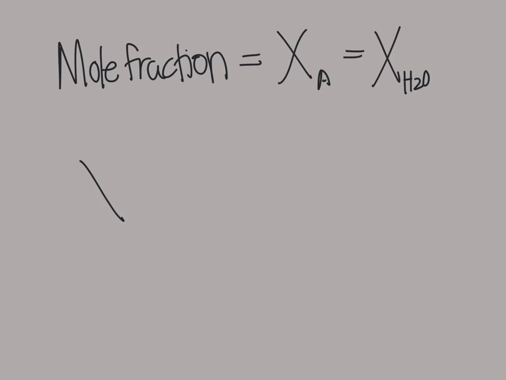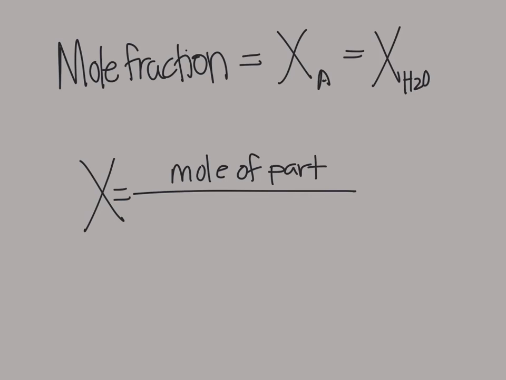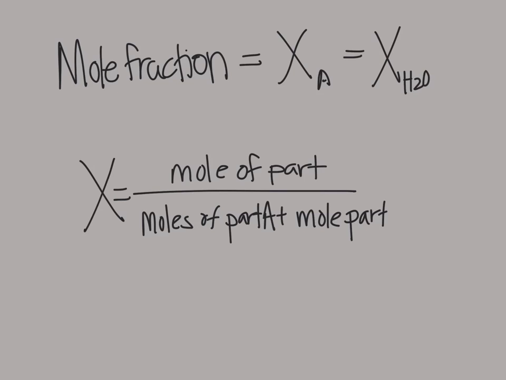And so how you find the mole fraction is you take the moles of the part you're looking for, and you divide by the moles of all the parts. So that would include the part above and the moles of the other parts. So if you have 2 parts, you would have moles of part A, and then also you would add in part B.